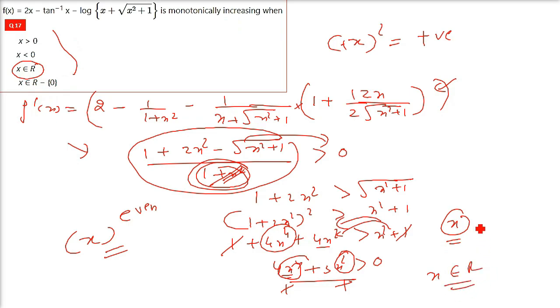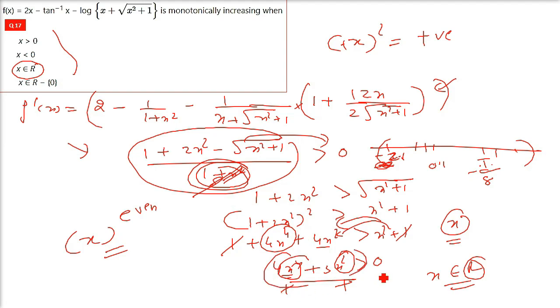Real numbers. A real number is anything which can be placed on the number line. It can be 0.1, it can be minus 2.3, it can be 1 by 98, it can be any number which can be represented on the real number line. So this real number is the solution. X should belong to the real numbers. That's how this function is going to monotonically increase.